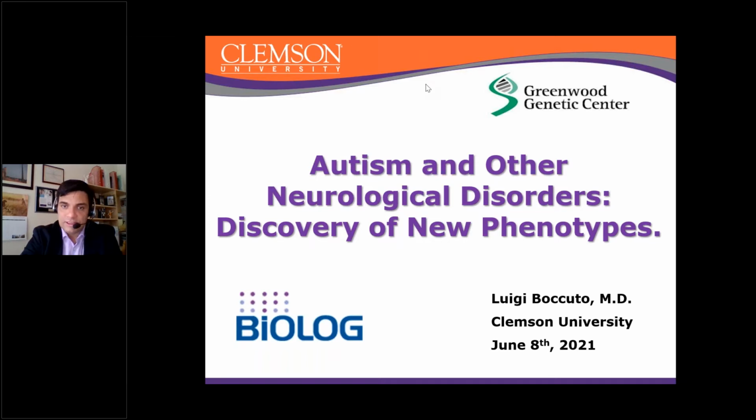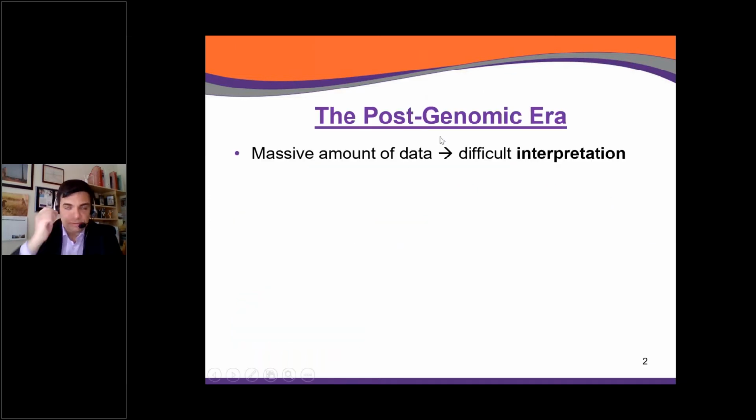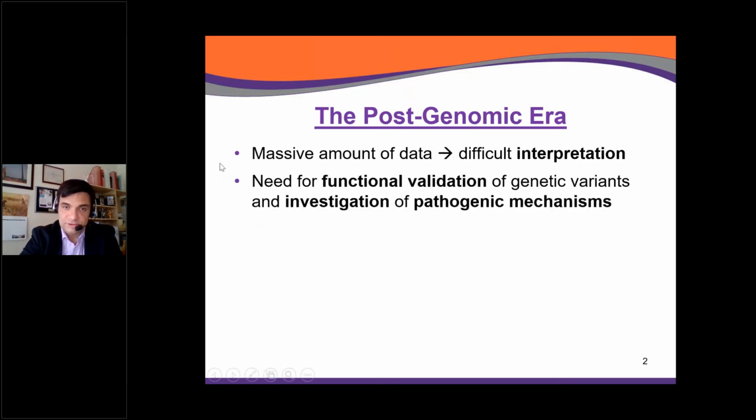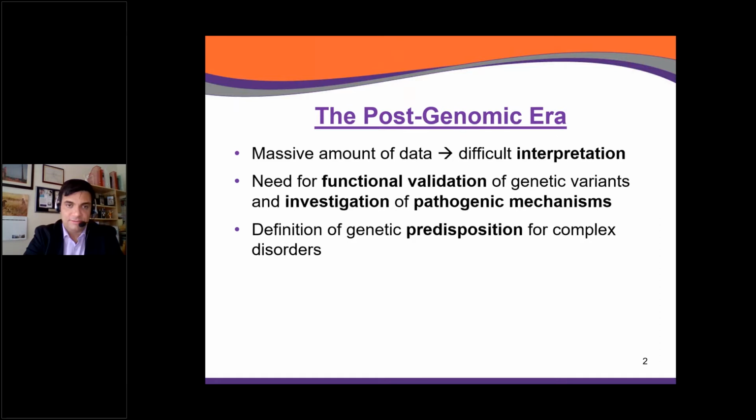We use this approach to try to answer some of the new challenges that are posed by the post-genomic era. So we are now facing the problem of dealing with a larger set of data that are more difficult to interpret. And since we have the technology to generate the data, now we need more functional validation of the genetic variants that are detected by these next generation sequencing. And we need to utilize and to explore new functional approaches to investigate the pathogenic mechanisms associated with these variants.